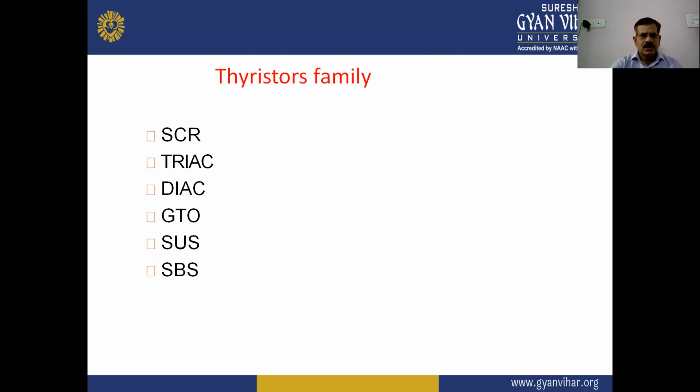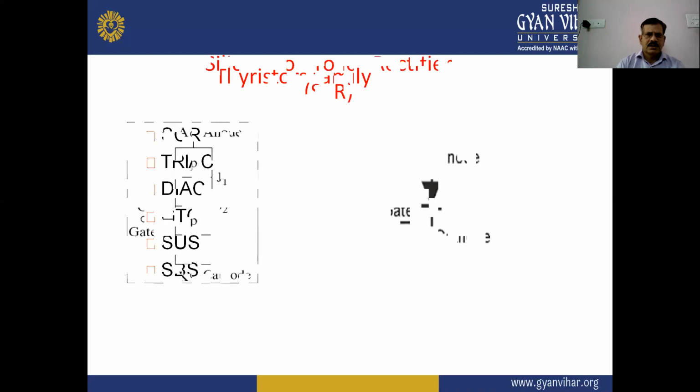So there are different semiconductor devices which are in the thyristor family. One is SCR, second is TRIAC, third is DIAC, and next one is GTO and SUS and also SBS. So these devices are the family of thyristors.